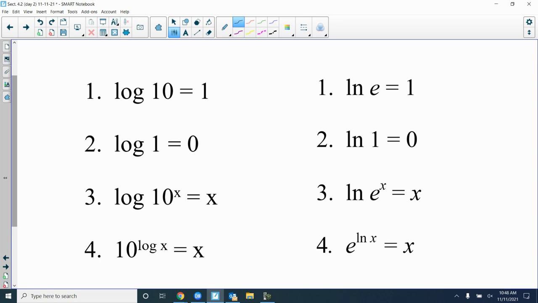ln, automatically what base? e. Automatically base e. So you have to think about that, like ln of e to the x. It throws people off. Natural log of e to the x is just that x. e to the ln of x is x. So if you have e to the natural log of 2, that is 2. If you have natural log of e to the 4th power, that is 4.